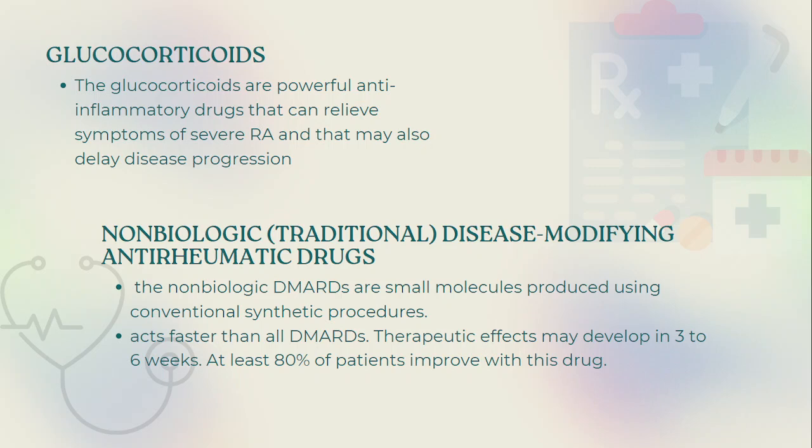Because long-term therapy can cause serious toxicity like osteoporosis, gastric ulceration, and adrenal suppression, short-term therapy should be used whenever possible. Long-term therapy should be limited to patients who have failed to respond adequately to all other options. The commonly employed oral glucocorticoids are prednisone and prednisolone.